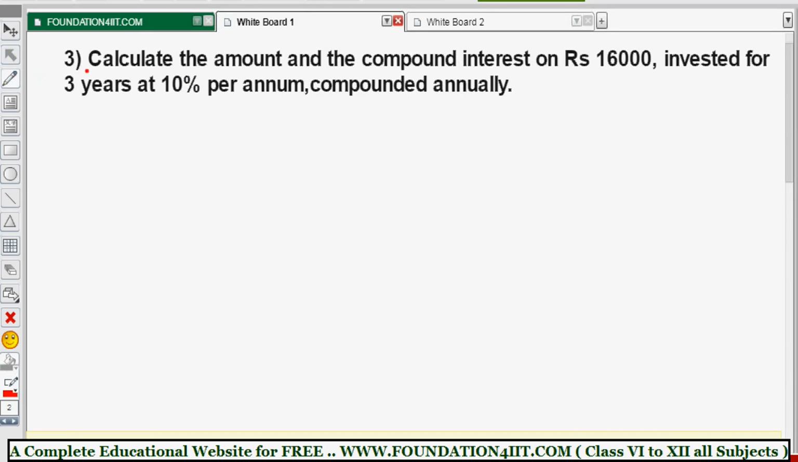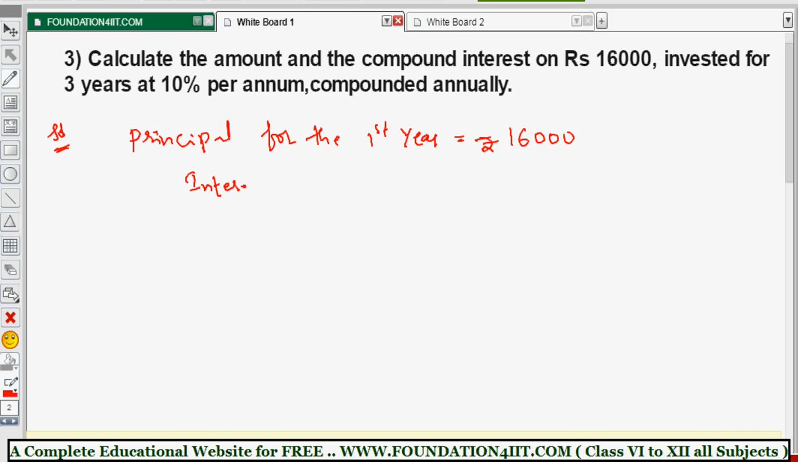Okay, fine. Now calculate amount and compound interest on 16,000 for 3 years, right? So we need to solve the problem in 3 steps. That means principal for first year. We'll start from first year onwards. So principal for the first year itself is 16,000, the amount, and interest for first year, because first you should find out the interest for the first year.